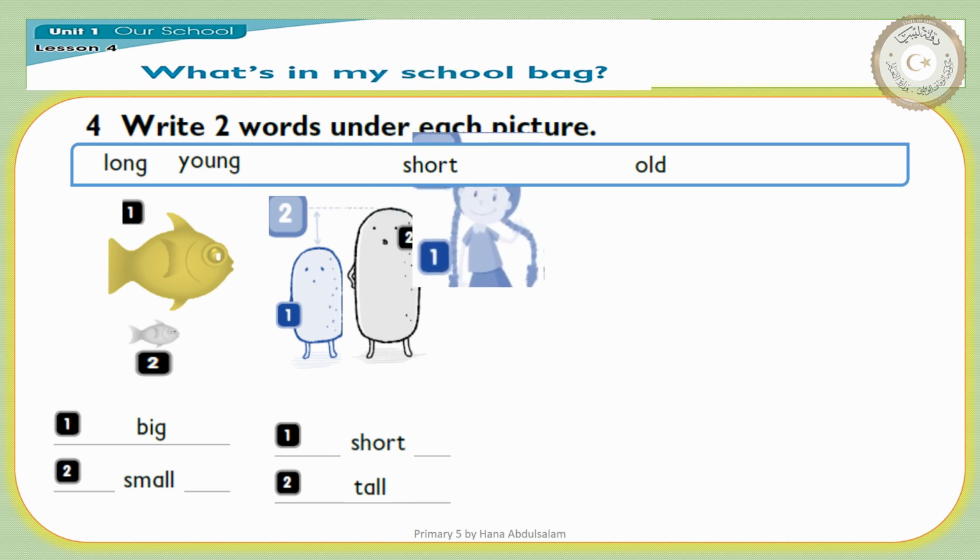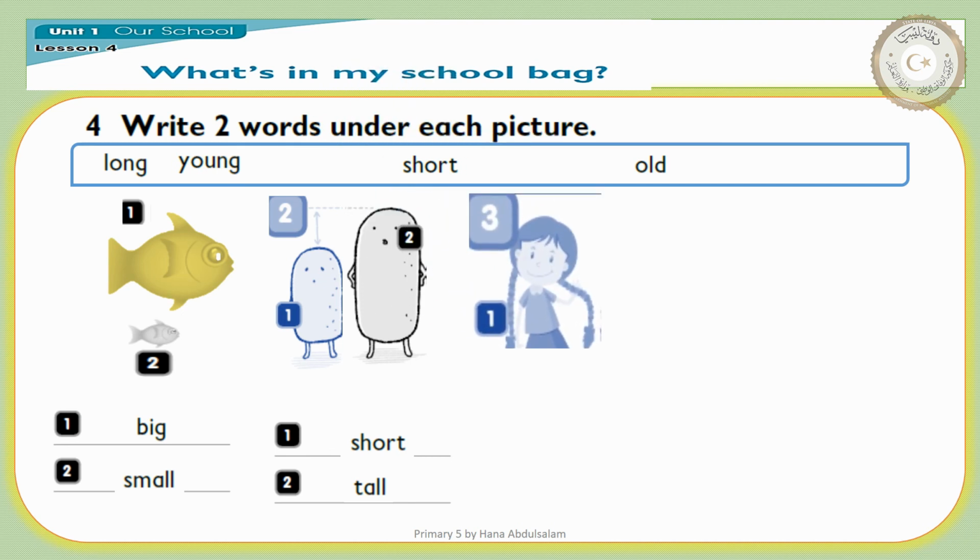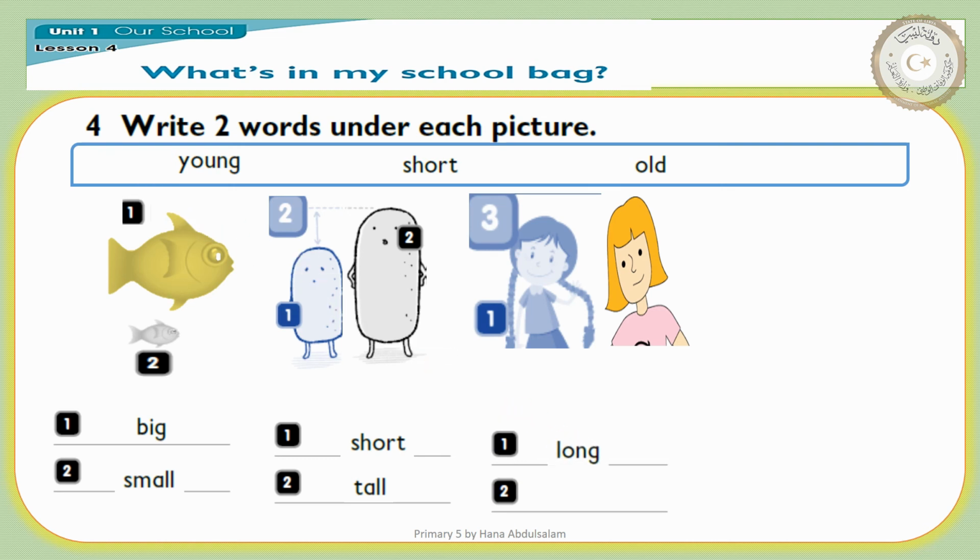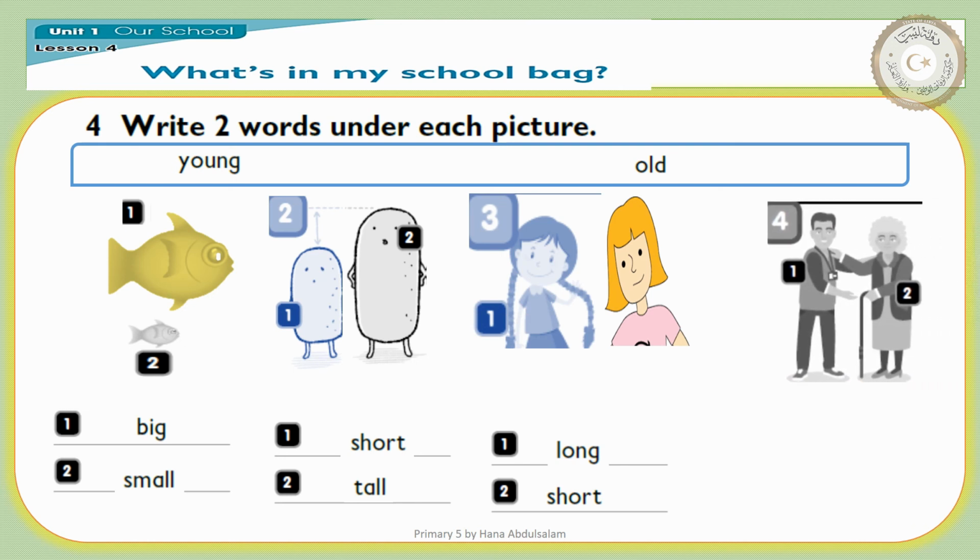What about number 3? Look at this girl. She has long hair. And this girl, short hair. So what are we going to write here? Number 1, long, and number 2, short. We go now to the last picture. We have a man and a woman. So what about them? Number 1, young. Number 2, old.